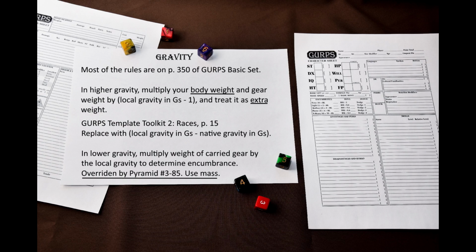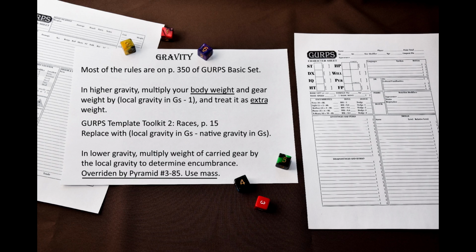GURPS Basic Set says that if you are in a higher gravity, you should multiply your body weight and the weight of everything you are carrying by local gravity in g's minus 1, and treat it as extra weight you are carrying due to high gravity, which in turn will affect movement and skills. I should make an emphasis on body weight here. This is easy to miss here.